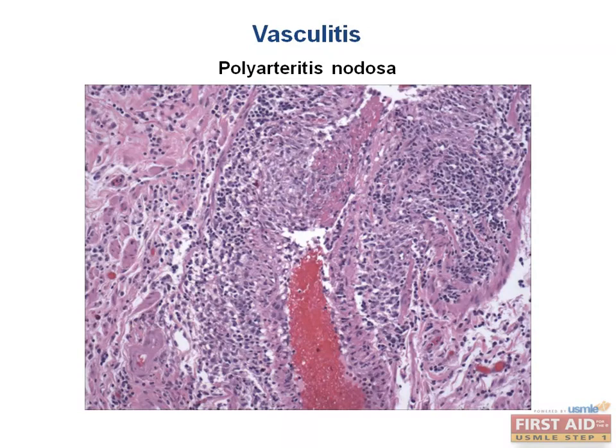Now, polyarteritis nodosa is a very diffuse vasculitis, and that is reflected in the name. Poly means many, so many arteries. Arteritis again indicates inflammation. Many arteries have focal inflammation within them. So if you imagine a large segment of an artery, there could be a little inflammation here, a little inflammation here, and here, and here. And this can occur in any artery.